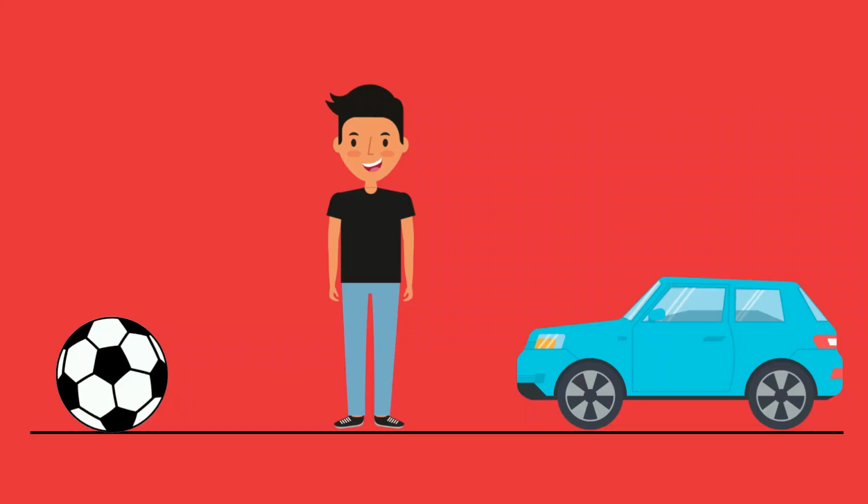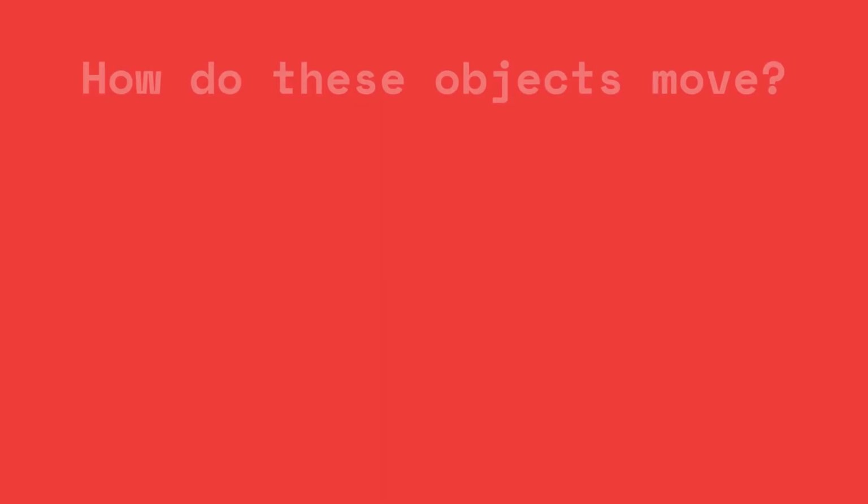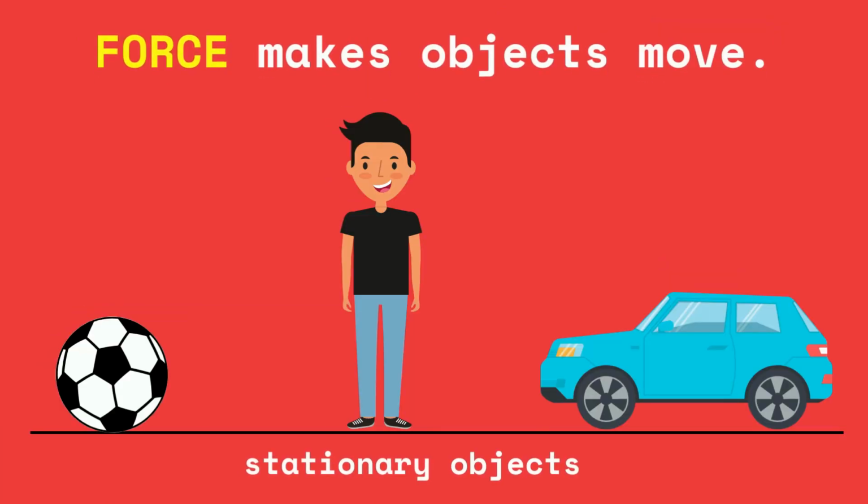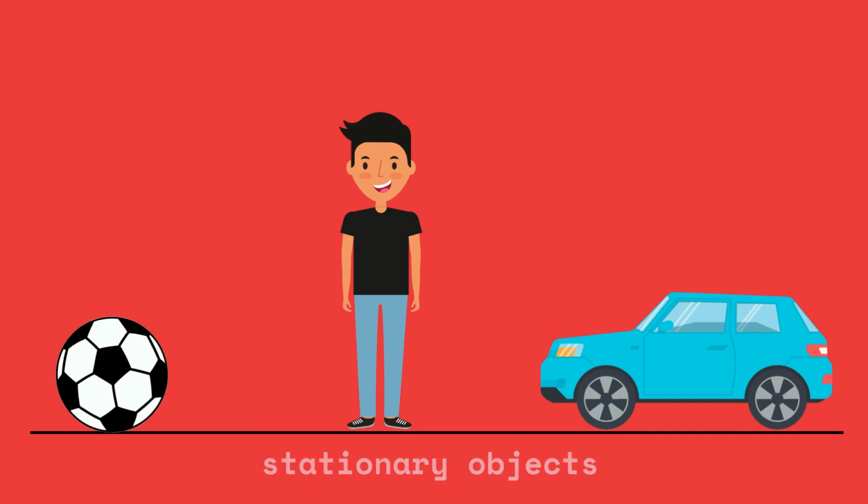I want you to look at the pictures on the screen. What can you see? That's right, there's a ball. Very good. There's also a person. Correct. There's also a car. Now, how do these objects move? First of all, we need to understand that force makes objects move. What is force, by the way?